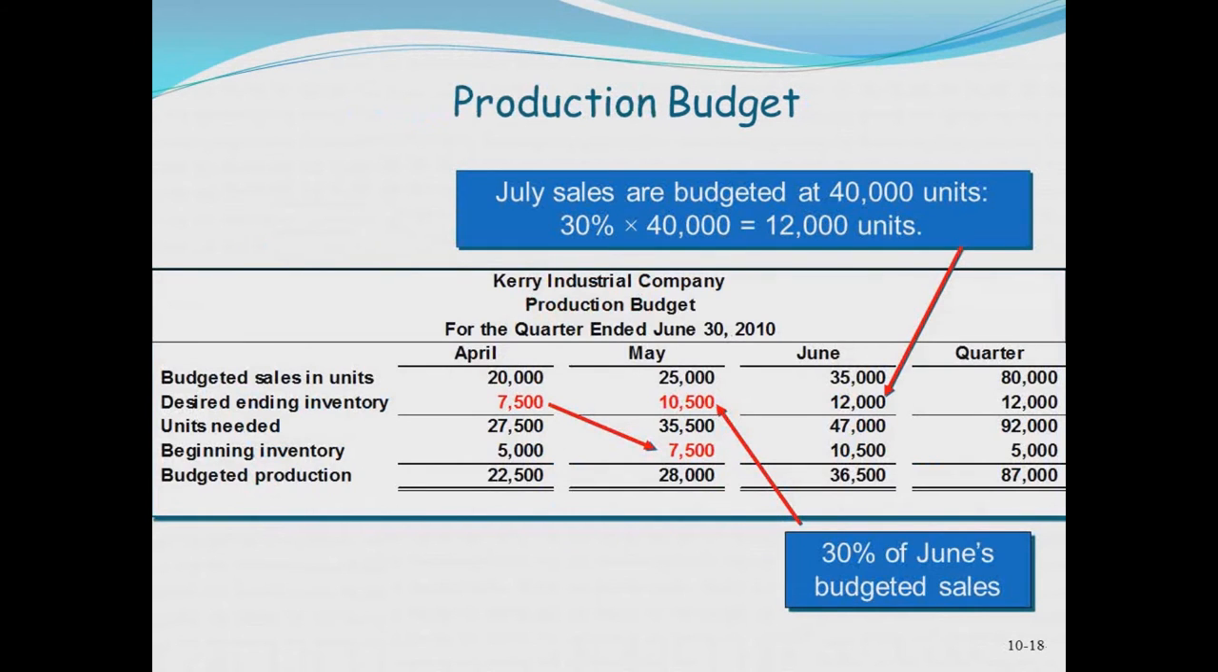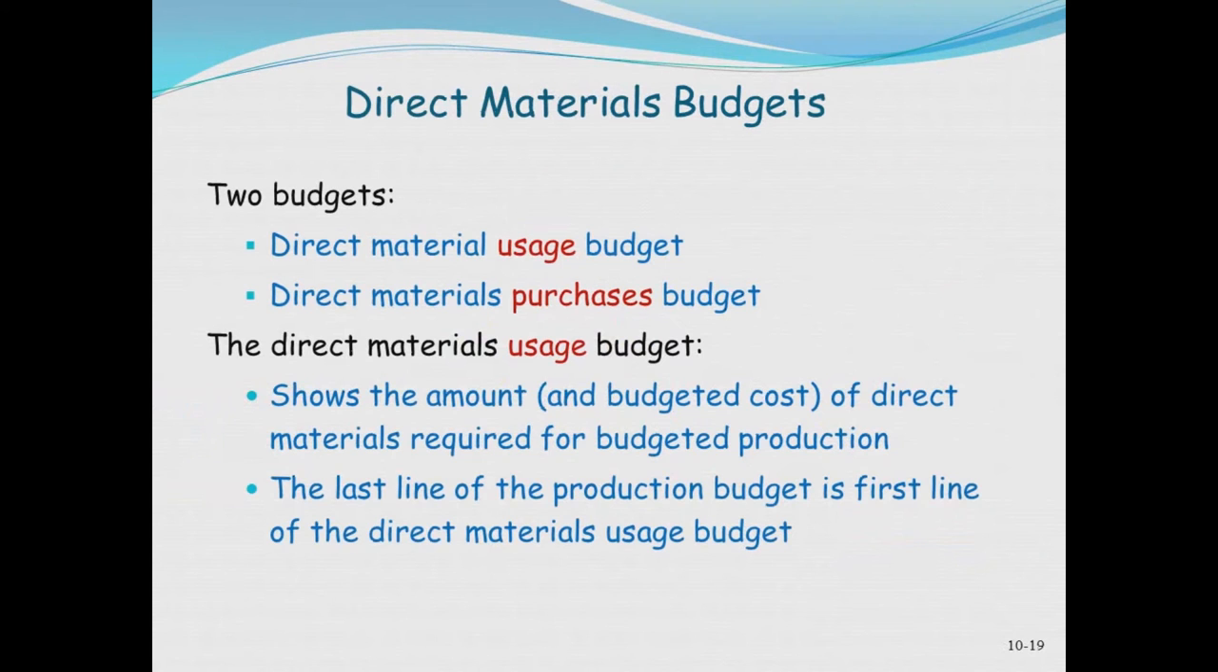Okay, so now we know how many units of a product we need to produce going forward. Once you know the units, the next step is to figure out the resources that need to go into making those units. Direct materials, direct labor, and indirect. Direct materials, and think of that just as you would yourself, as a usage and a purchases.